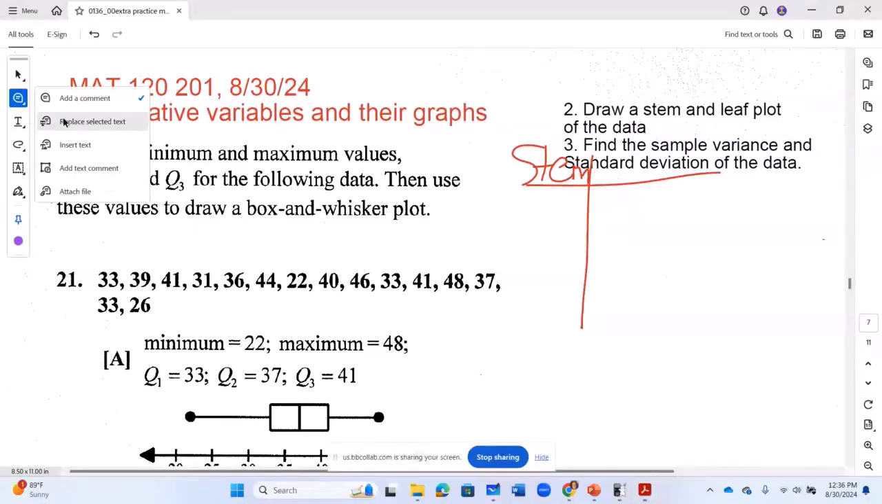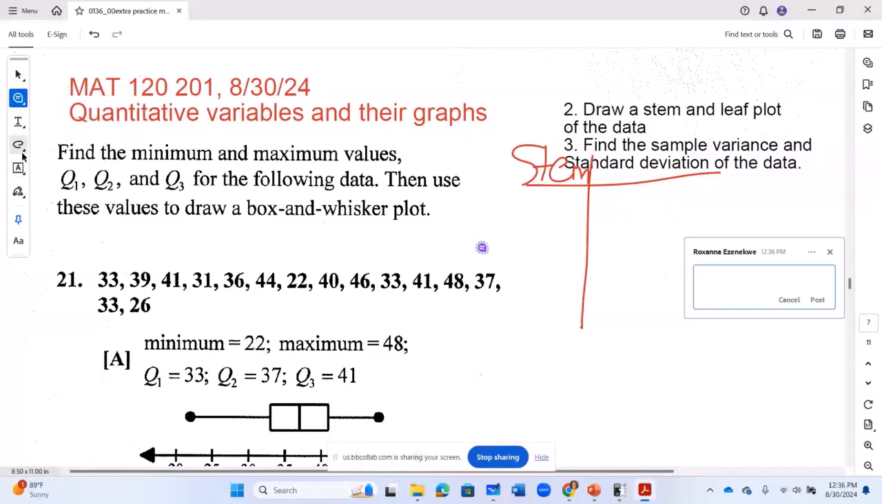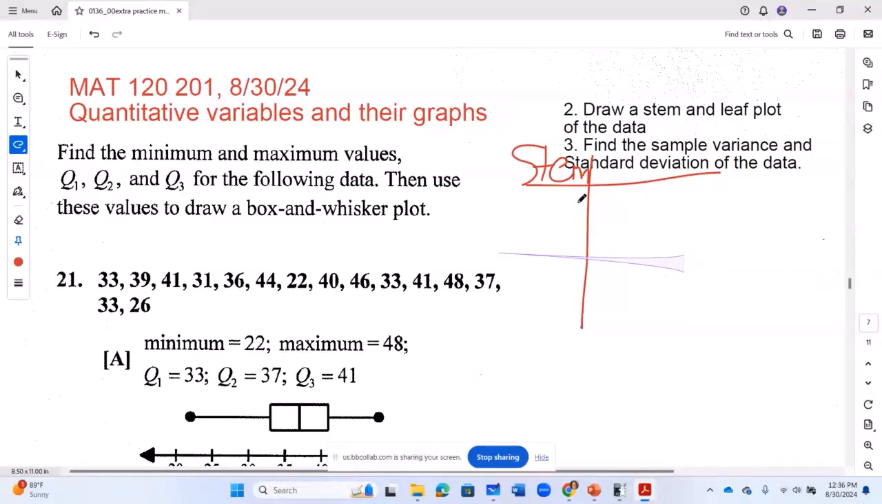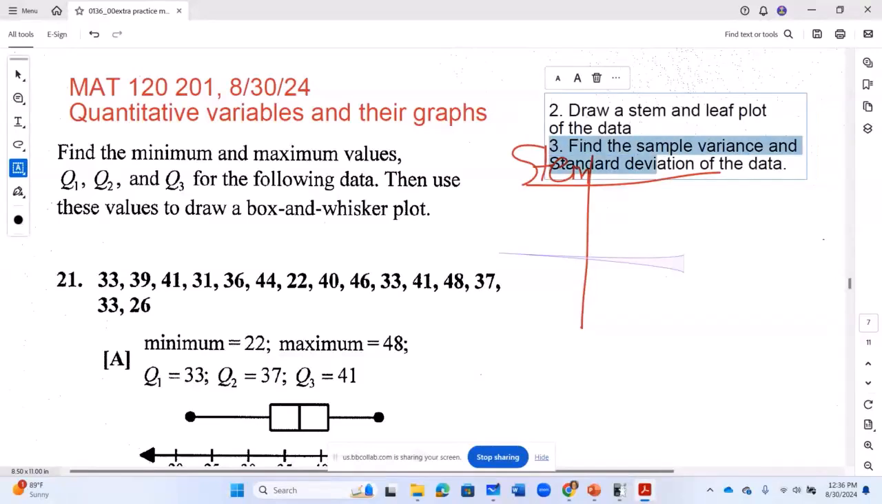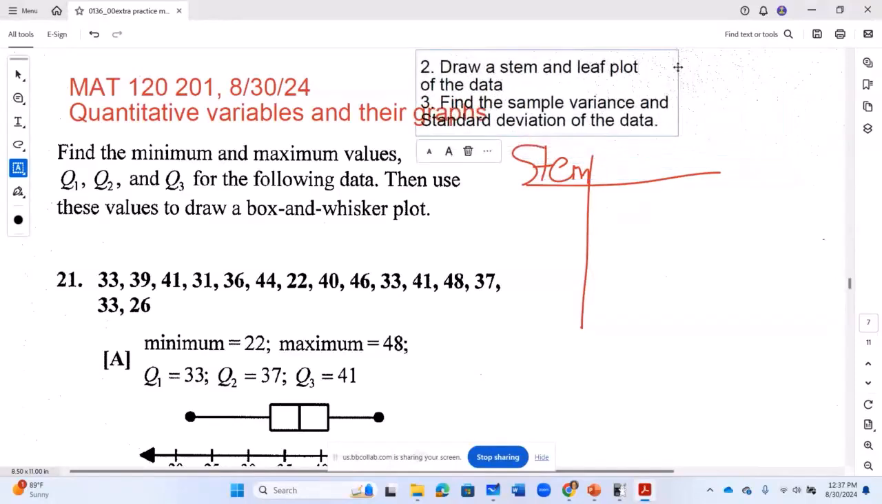So I'm going to take this out. Go back to my pen. Okay, so I'm drawing. I'm going to do a one digit stem and one digit leaf. So I have stem here, and the other one is leaf. Stem and leaf. Okay, so my stem and leaf.